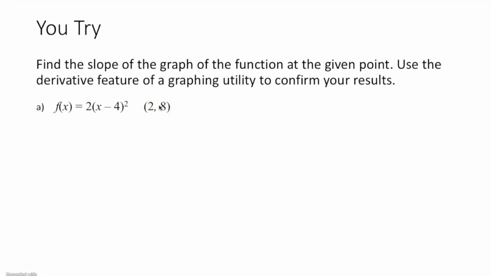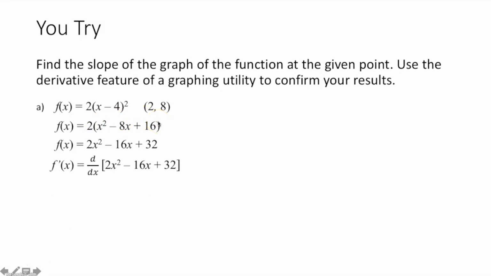So here, first thing I'm going to do is FOIL this guy out. x minus 4, the quantity squared, FOILs out to x squared minus 8x plus 16. I can then have this 2 distributed to each of the terms. Now, when I take the derivative of this function, I'm going to take the derivative of each term by the sum and difference rule. For this particular term, I'm going to use the constant multiple rule because this 2 is out front.